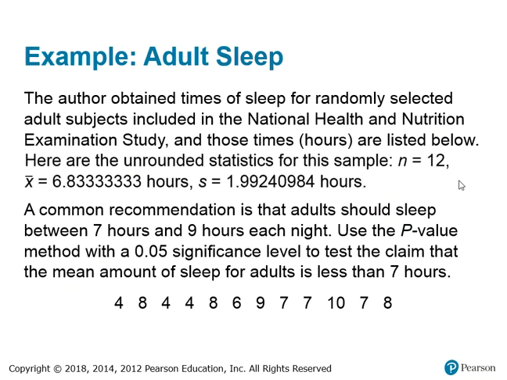Okay, so the scenario that we're going to work with is looking at how much sleep adults get. So the National Health and Nutrition Examination Study looked at some people and recorded how much sleep they got per night. Notice there's not a ton there. There's only 12, which is cited at n equals 12. So one of the things we're going to have to do is check for normality, which I'm getting ahead of myself. Let's look at our checklist.